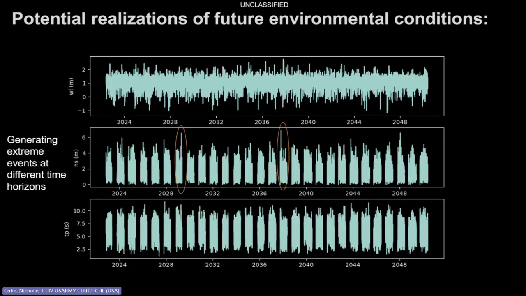What we see when we're able to do multiple iterations of this stochastic framework is that we get different time periods depending on when we run the model for when we might get extremes, and the combination of extreme wave height events and still water level events is quite relevant for the potential hazards for both morphological response but also for flooding.